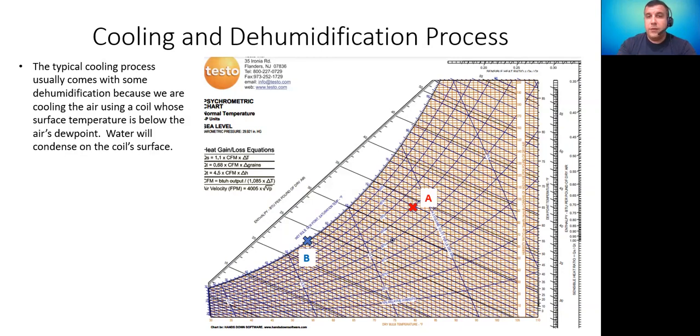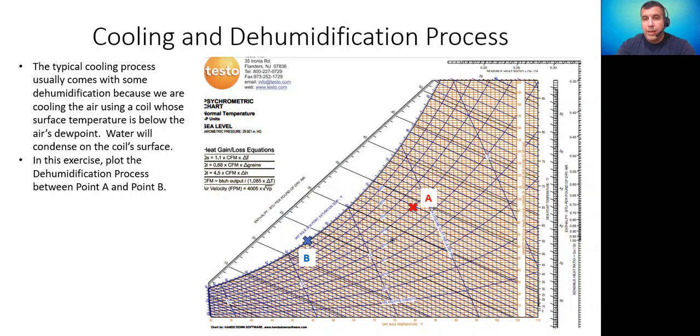The water is going to condense on the coil surface. It's going to get drained out through the condensate drain line. And that condensation is the moisture falling out of the air. So in this case, we're going to plot the dehumidification process between point A and point B. So we see point A, that's our starting point. Point B is our ending point.